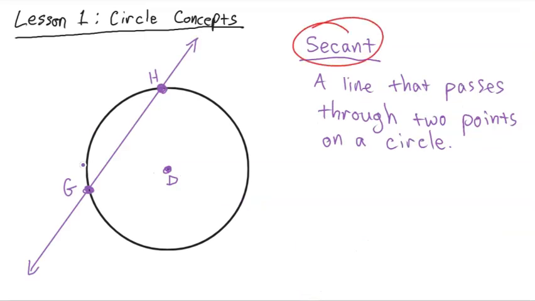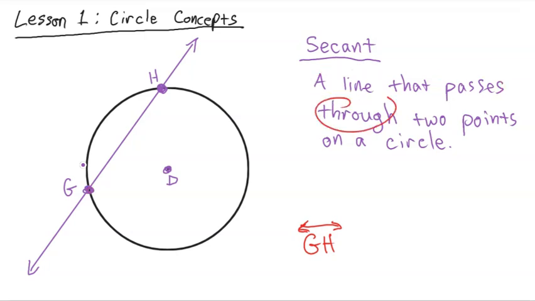Now let's identify a secant. A secant is not a line segment, it's actually a line. Therefore, it goes on infinitely in two directions. And so this particular line right here is defined by the points G and H. And so what we have here is line GH. But there's something interesting about G and H. G and H are both on the circle. Okay, and so that's what a secant is. It's a line that passes through 2 points on a circle.